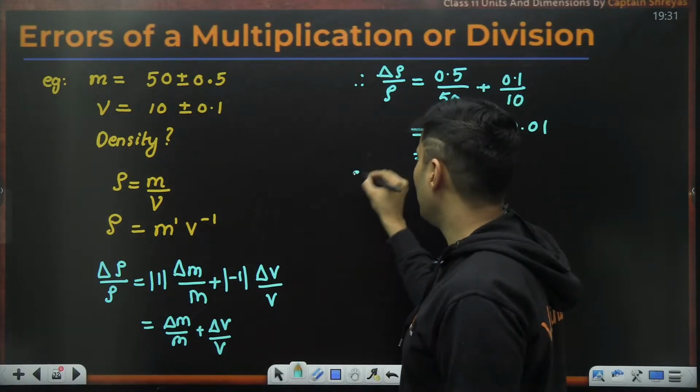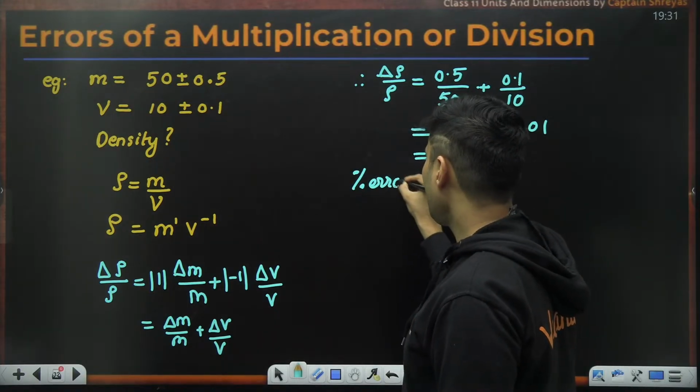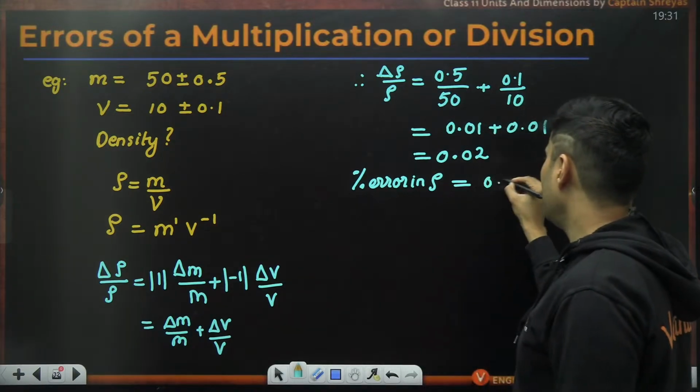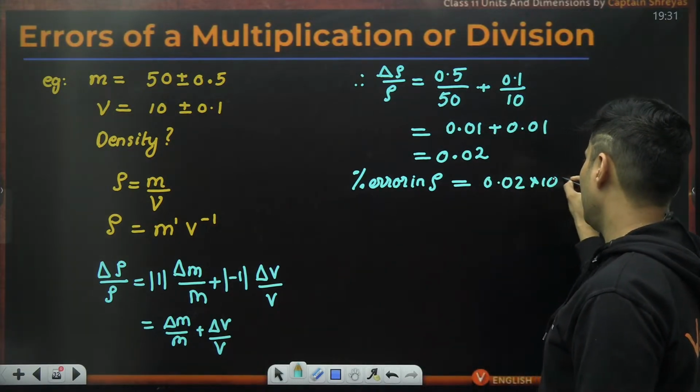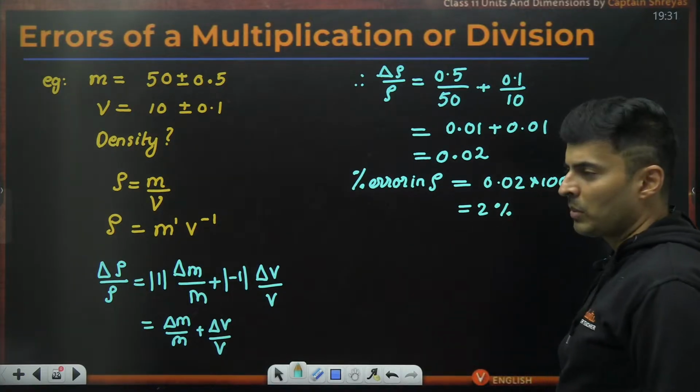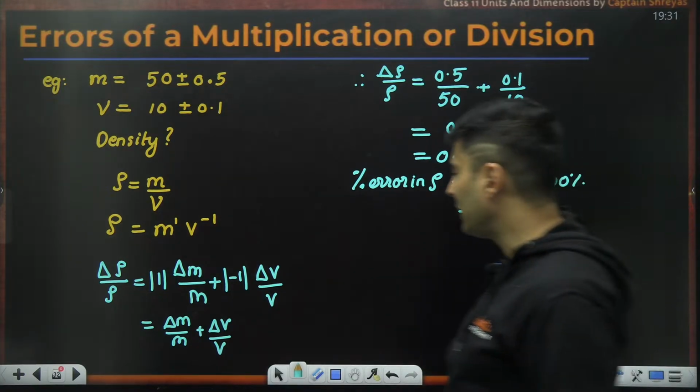If you ask me the percentage error in density, the answer will be 0.02 multiplied by 100. So that is going to give me 2% of error. So 2% of error is there in the final answer.